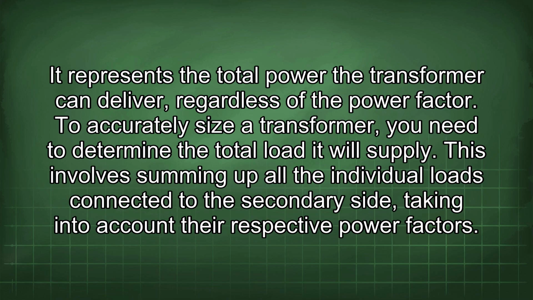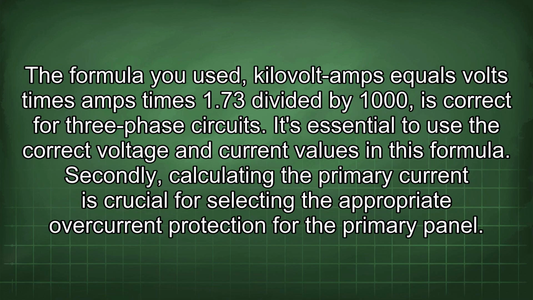To accurately size a transformer, you need to determine the total load it will supply. This involves summing up all the individual loads connected to the secondary side, taking into account their respective power factors. The formula you used, kilovolt amps equals volts times amps times 1.73 divided by 1000, is correct for 3-phase circuits. It's essential to use the correct voltage and current values in this formula.